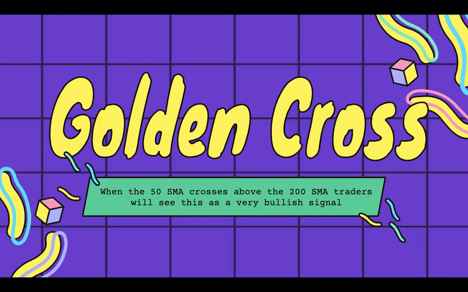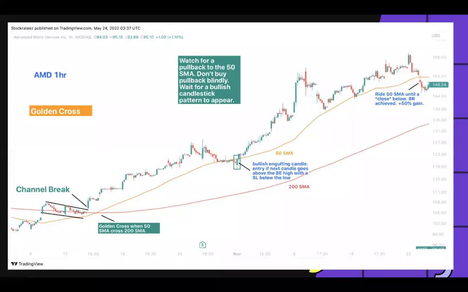All right, let's talk about the golden cross. What is the golden cross? When the 50 SMA crosses above the 200 SMA, traders will see this as a very bullish signal. We call this a golden cross. So here we have our 200 SMA in red, and we have our 50 SMA in orange. When the 50 crosses up above the 200, that is your golden cross. So that is going to be a bullish signal.